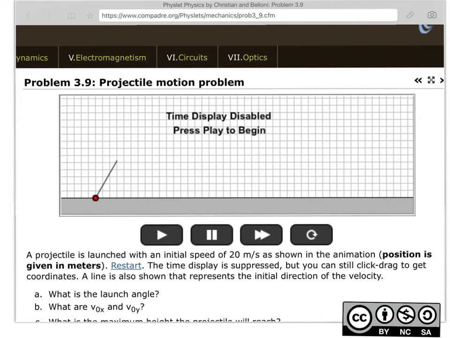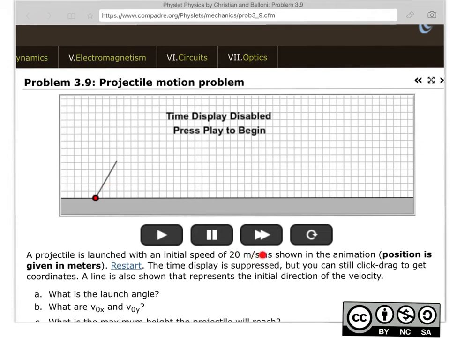And the line represents the initial direction of the velocity. So to get the components of this velocity, you need to know this angle. Use the grid lines and your coordinate measuring tool to find the slope of this line, and do it very carefully because it's expecting good precision. So be very careful in your measurement of this angle.